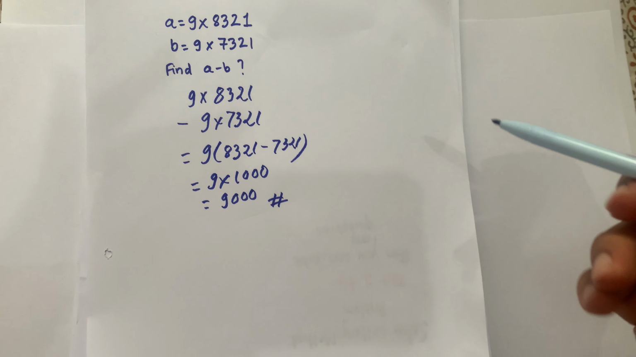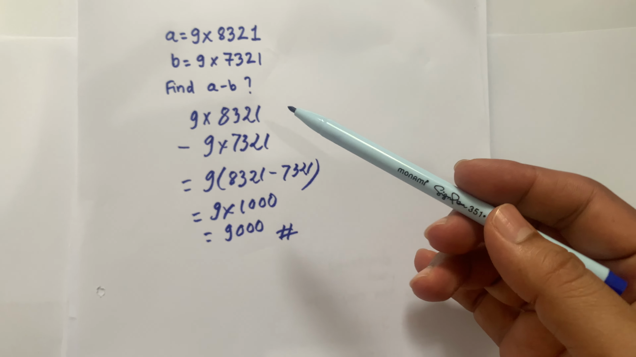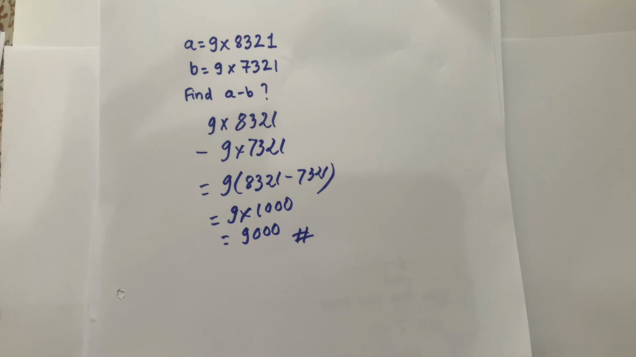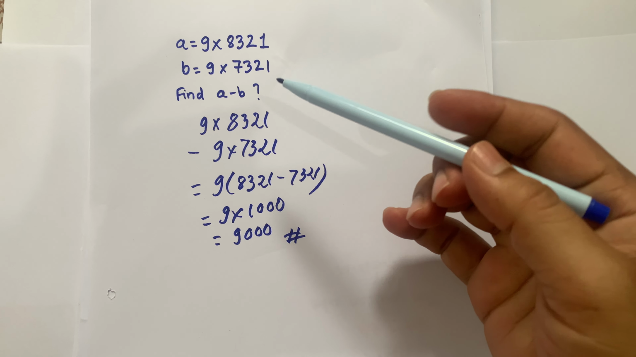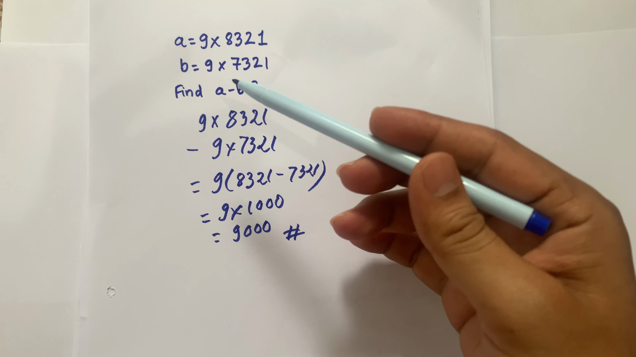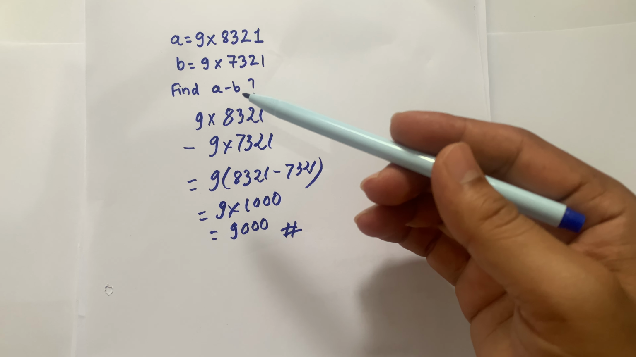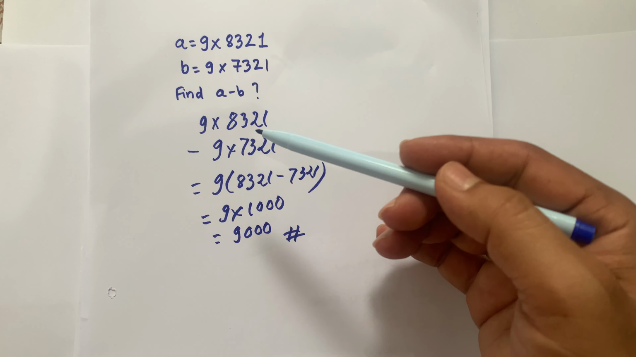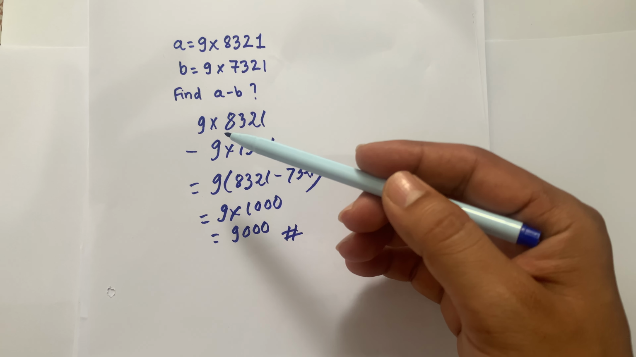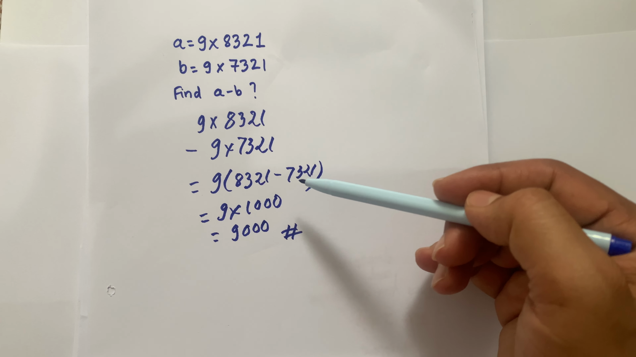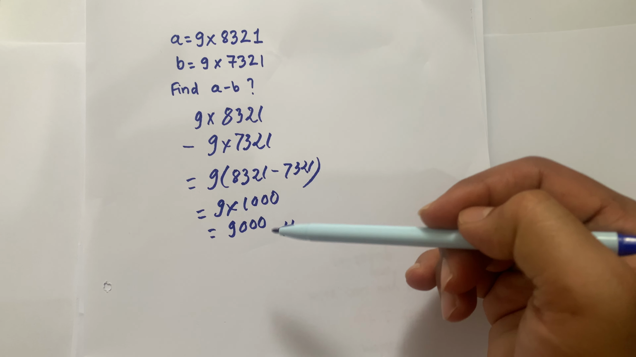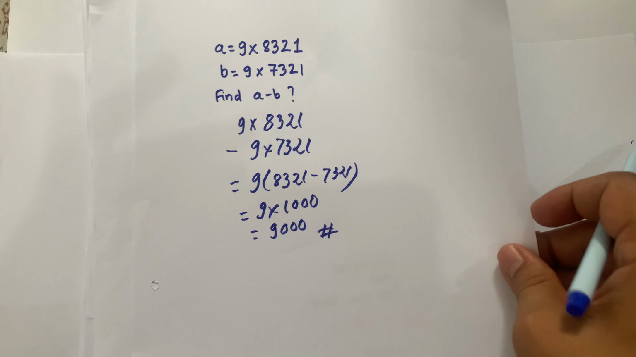The next question is, if A is equal to 9 into 8,321 and B is equal to 9 into 7,321, then we are not multiplying each term, but we are taking the common factor from each term and subtracting, so 9,000. Very simple one.